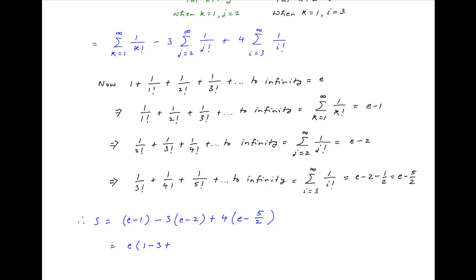Collecting all terms with e, we get e times (1 minus 3 plus 4), and the remaining terms are minus 1 plus 6 minus 10. And therefore, the sum of the given series simplifies to 2e minus 5, which is the required answer.